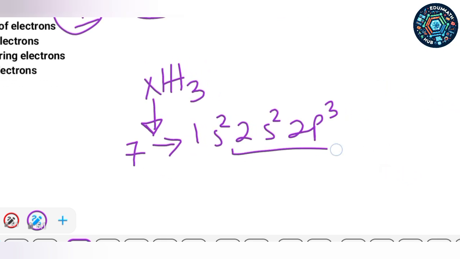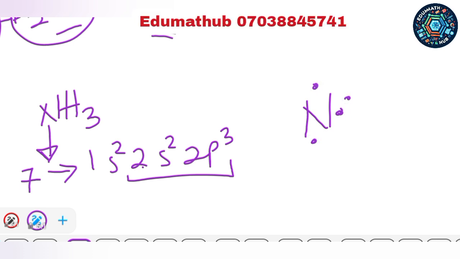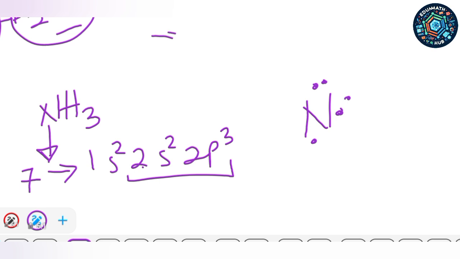This is the outermost shell that you have, 2 and 3. So nitrogen has 5 electrons, 2 plus 3, in its outermost shell. So that will look something like this. This is nitrogen here, and it will have 5 electrons. Let me put 2 here, and 2 here. So that's 5 electrons. Now it wants to bond with 3 atoms of hydrogen.